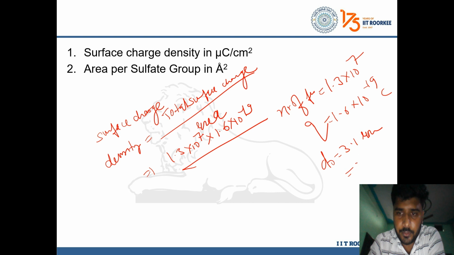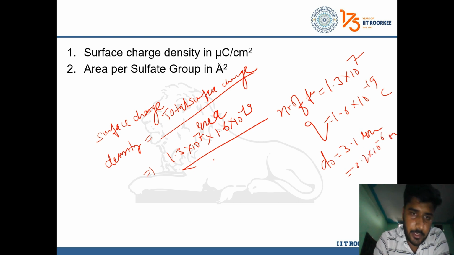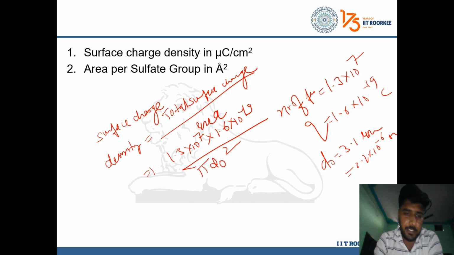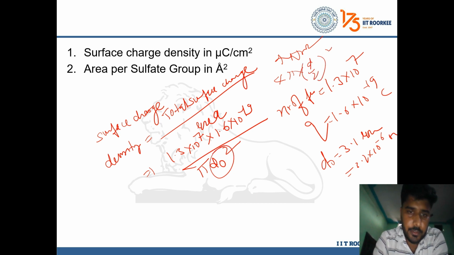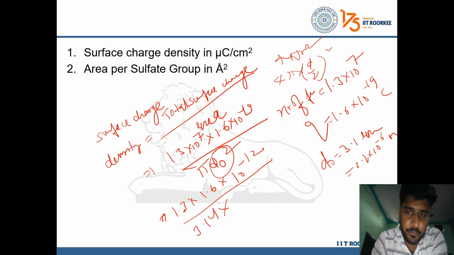3.1 micron, or let me convert it to meter, so it will look like this. I can write here pi d naught square in the case of spherical particles. It is 4 pi r square, and 4 pi d by 2 square, the 4 cancels out. Just write like this: 1.3 into 1.6, 10 raised to minus 12, and 3.14, and the d naught value you are getting 3.1 10 raised to minus 6 whole square. Let me solve it.